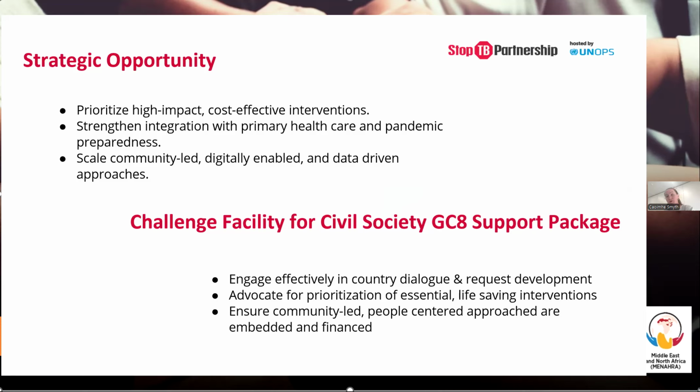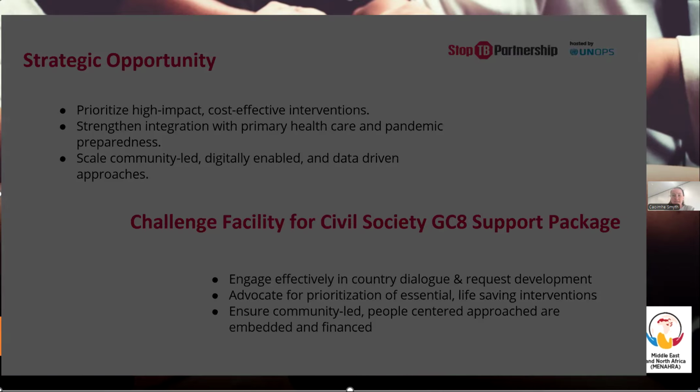And so the Stop TB Partnership, together with our Challenge Facility partners and building on other support packages that we have done for other cycles, we are developing a grant support package for GC8, which aims to support the effective engagement of communities in country dialogue and request development processes, to support our advocacy for the prioritization of essential life-saving interventions, and to ensure community-led, people-centered approaches are embedded and financed through GC8.